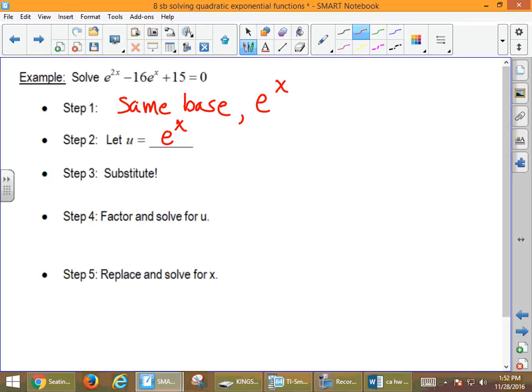So once we determine that we're going to let u equal e to the x, we're going to rewrite our equation here. And e to the 2x becomes u squared, because e to the x is the u part, and then it's also got a 2 on there. Minus 16u, again, e to the x, we're representing it with the u, plus 15 equals 0.